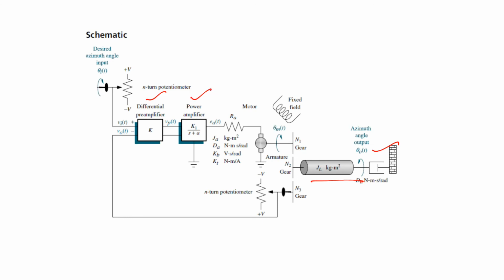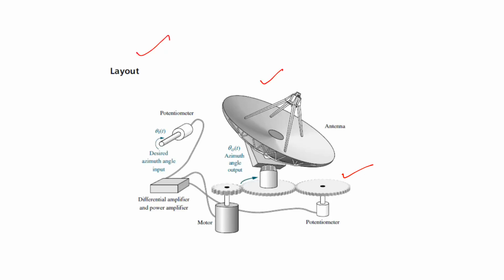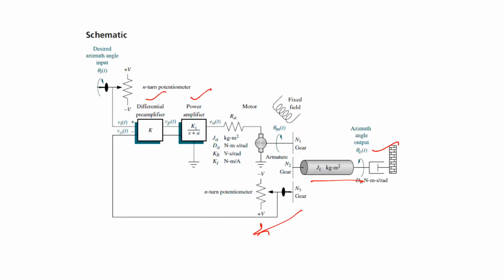So you will see that this is the schematic. In this schematic we have all the things available: we rotate it, then the differential amplifier will work, after that the power amplifier will work, after that the motor will rotate and rotate the gears, and as a result the azimuthal angle is changed as per the requirement. And this is a feedback that we have also discussed, which checks whether it is right or not. This layout is converted into a schematic.